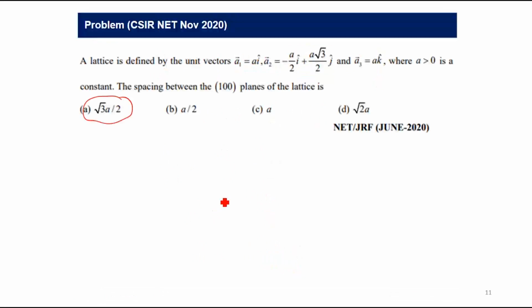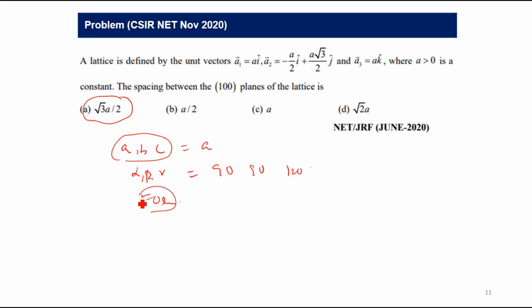So what did we do? Firstly, we calculated all the lattice constants A, B, and C, and found that everything is equal to A. Then the angles alpha, beta, gamma are 90, 90, and 120. Then we put in the appropriate formula and we got the answer. This is the way we have to do this. Is this fine?